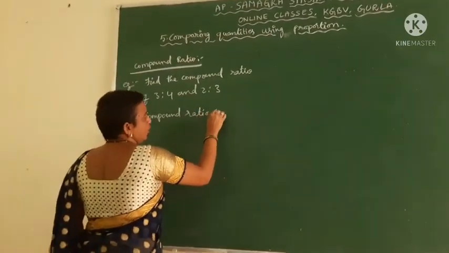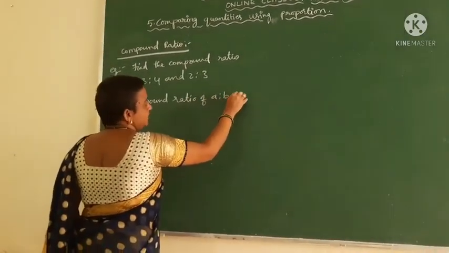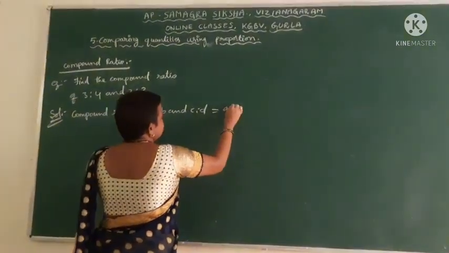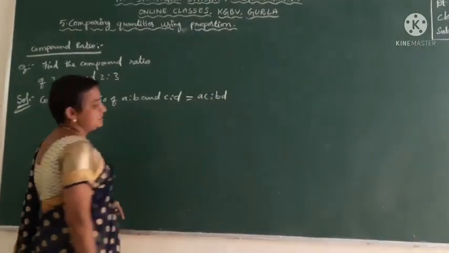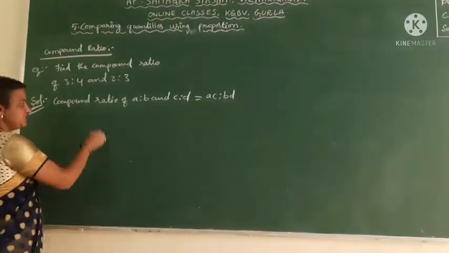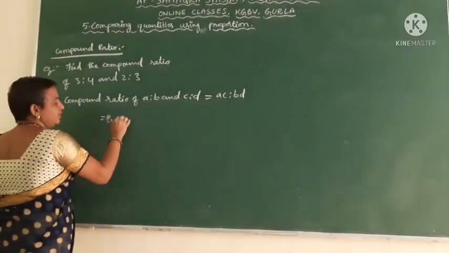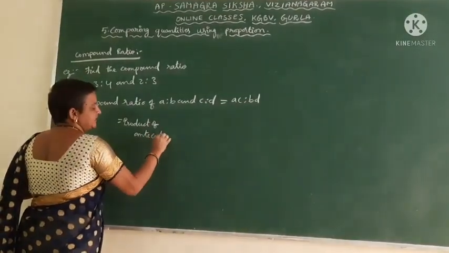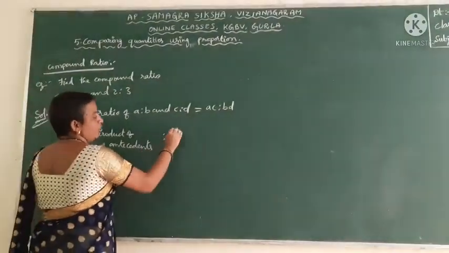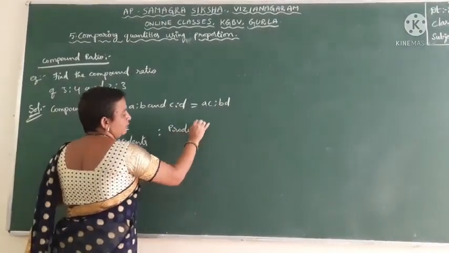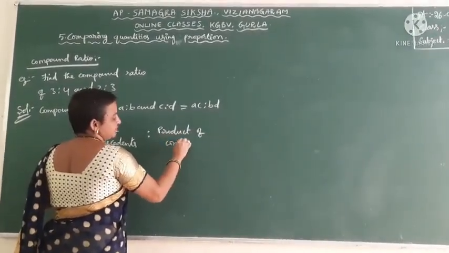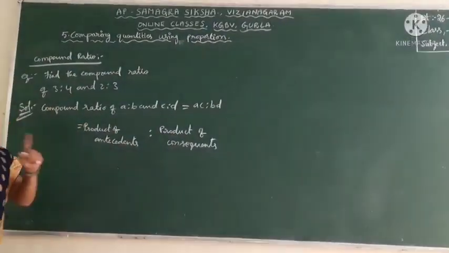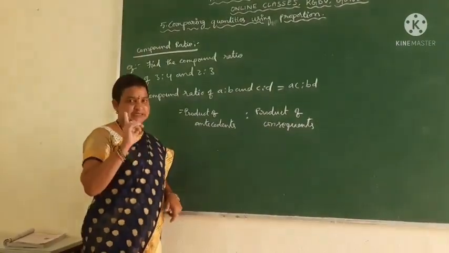The compound ratio of A is to B and C is to D is equal to AC is to BD. That means it is equal to the product of antecedents to the product of consequence. Okay, antecedents means first terms, consequence means second terms.